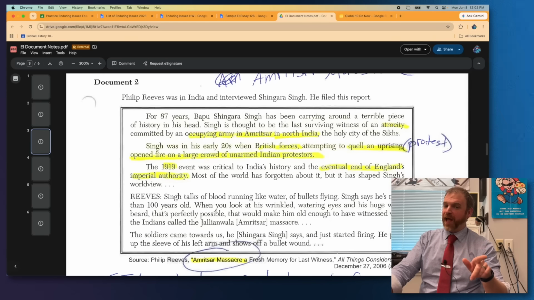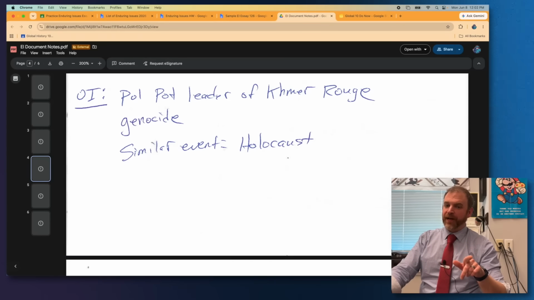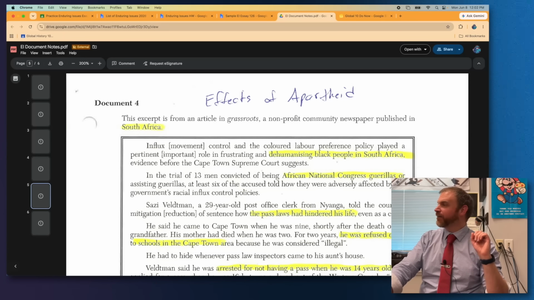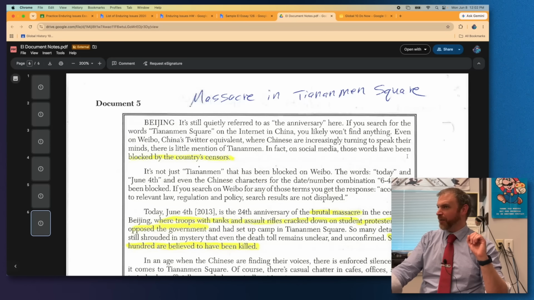So I'm picking Amritsar Massacre in India, which is Doc 2. I'm going to pick not Khmer Rouge. I'm going to pick apartheid, document 4. I'm going to pick Massacre at Tiananmen Square, document 5.